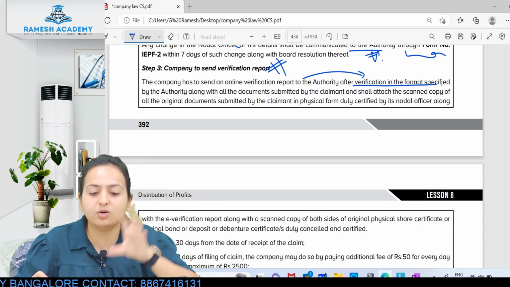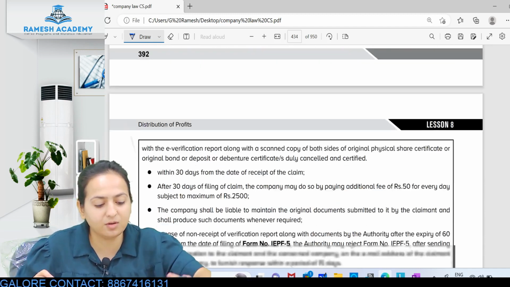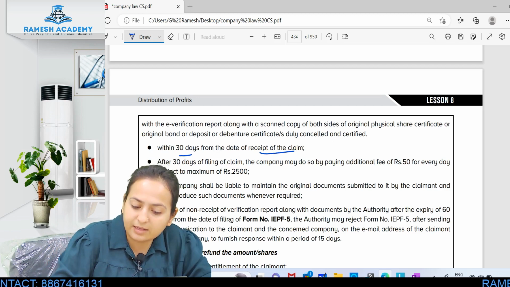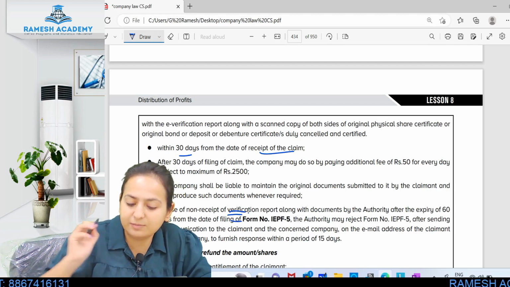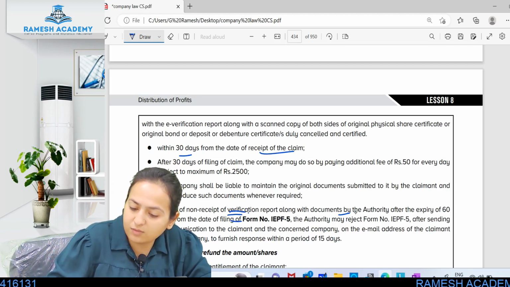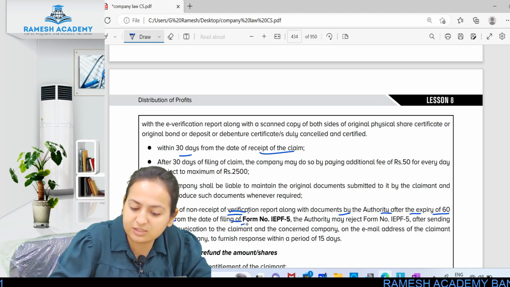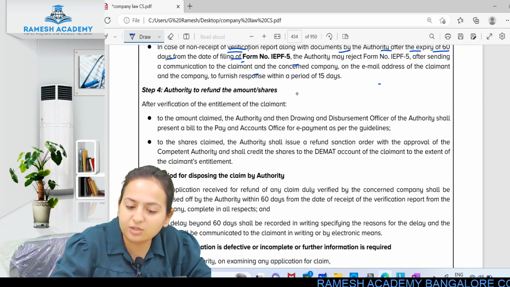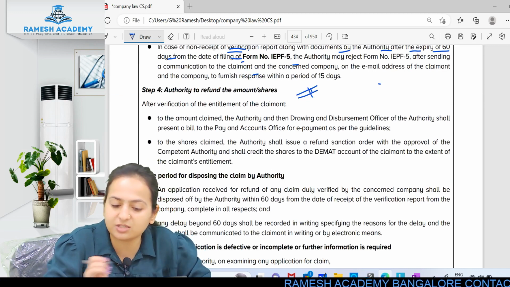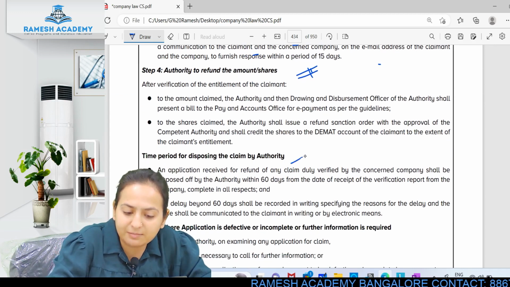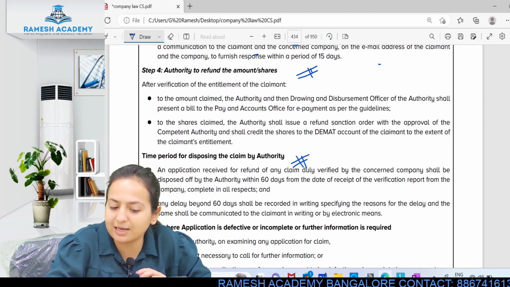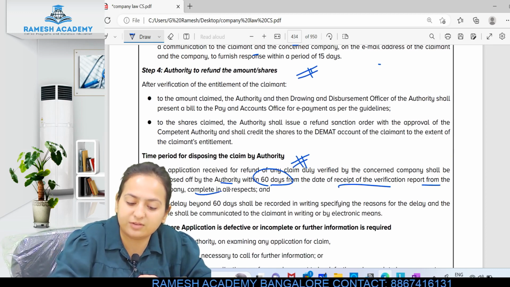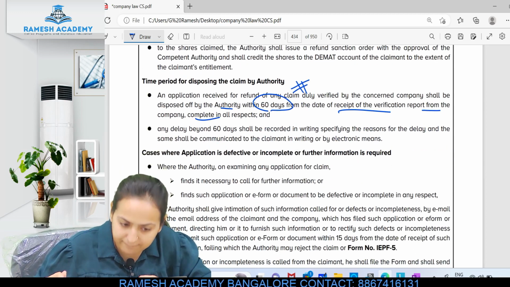with all the documents, scanned copies and all, within 30 days of the date of receipt of the claim, right? And if there is non-receipt of verification along with the documents by the authority after the expiry of 60 days from the date of filing the IEPF 5, after sending a communication, the authority can refund the amount. After verification, the authority will refund the amount. Time period for disposing the claim by the authority: within how many days? 60 days from the date of receipt of the verification report by the company.